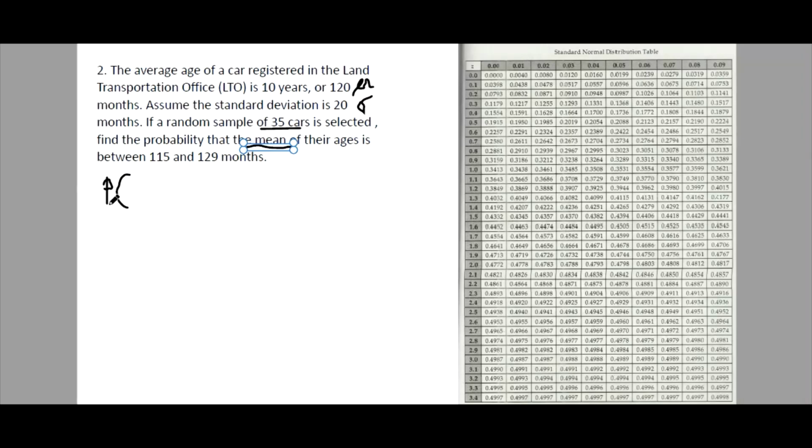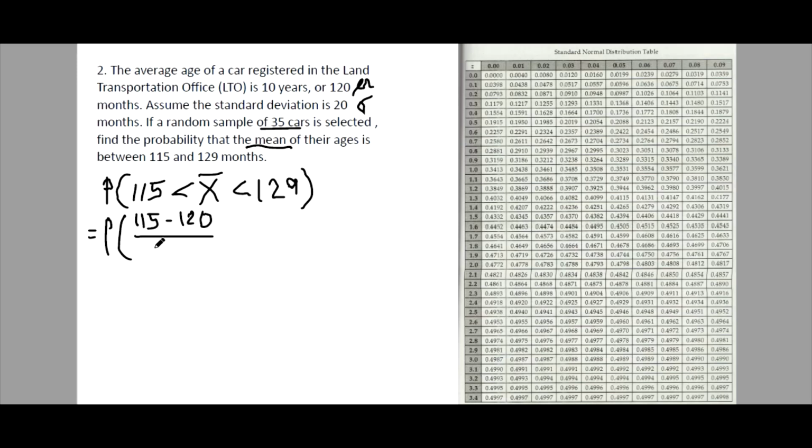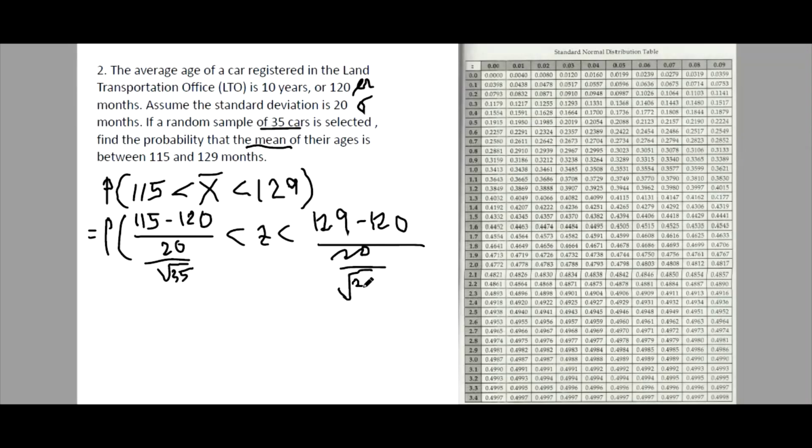So we are asked to find the probability that the mean of their ages is between 115 and 129 months. So we will convert this using the central limit theorem formula. 115 minus 120 all over 20 over square root of 35. So this is now z. So we have 129 minus 120 over 20 over square root of 35.